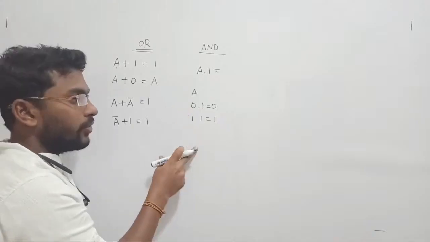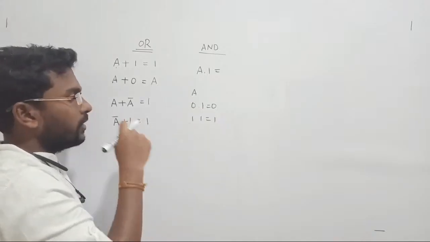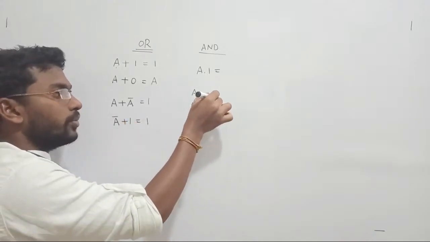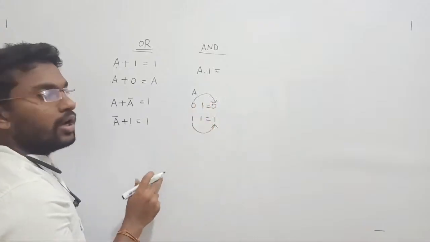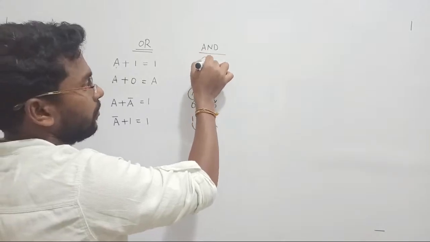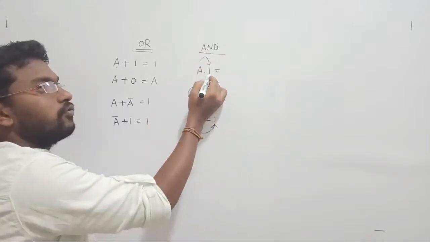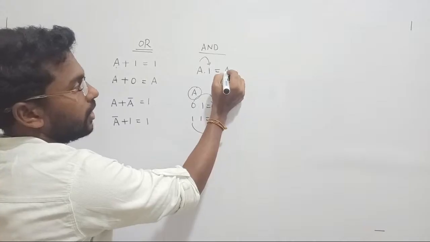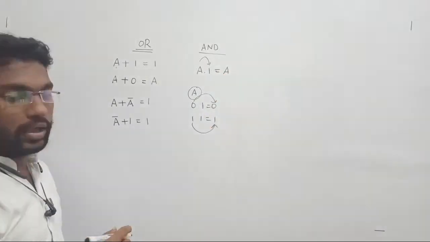In case of AND, see there, if it is 0, then the output will become 0. If it is 1, then the output will become 1. It's simply following the value of A. So whenever your A is being multiplied by 1, it follows the value of A. So A dot 1 will always be equal to A only. Clear?